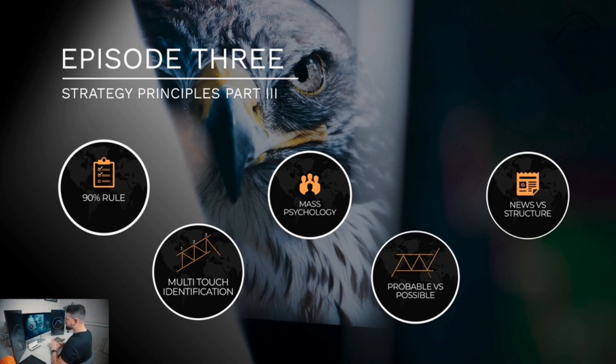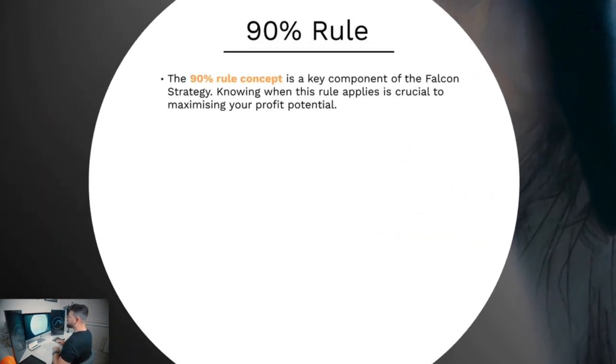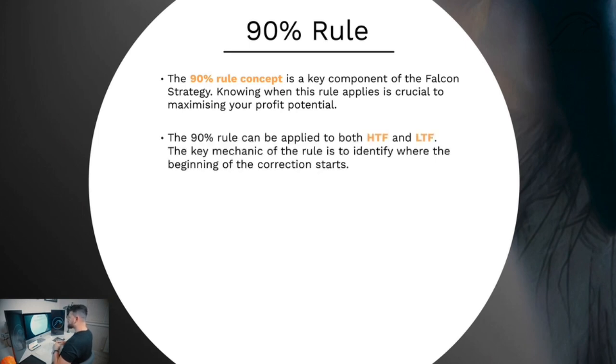The first one being the 90% rule. This is very, very important, so let's begin with that. What is the 90% rule? Essentially, the 90% rule is a concept and a key component of the Falcon strategy. Knowing when this rule applies is crucial to maximizing your profit potential. The 90% rule can be applied to both the higher time frame and the lower time frame.